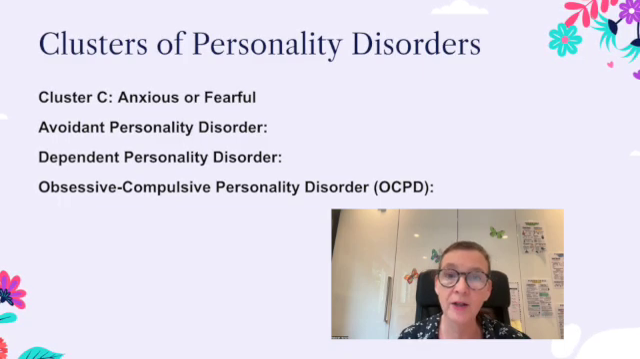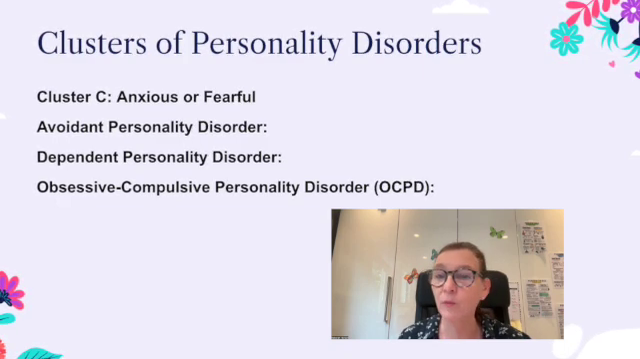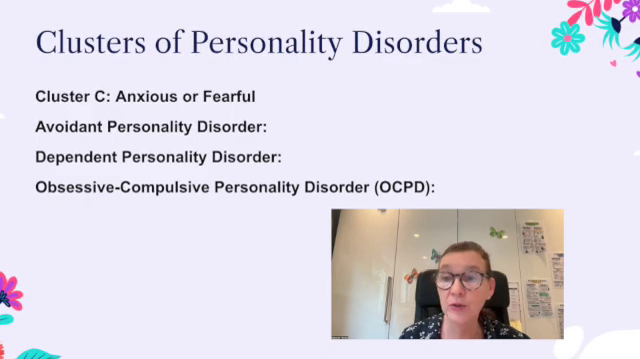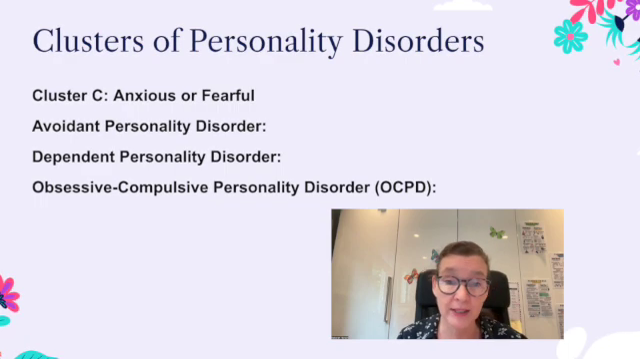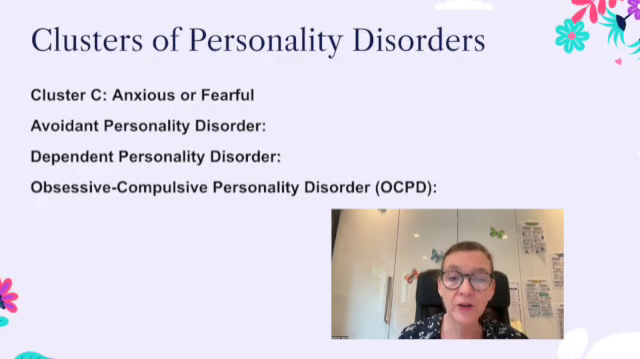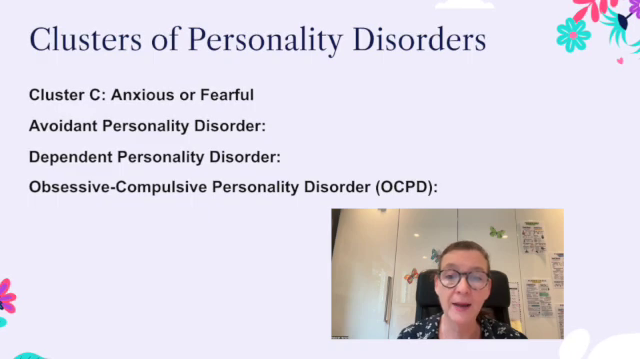So, for example, relying on a partner to decide everything from what to eat to what career to pursue to absolutely everything in your life. The last one, obsessive compulsive personality disorder. The symptoms are preoccupation with order, perfectionism, and control.